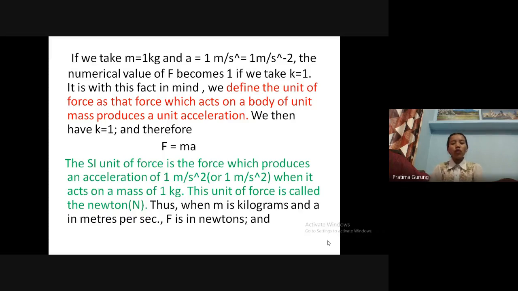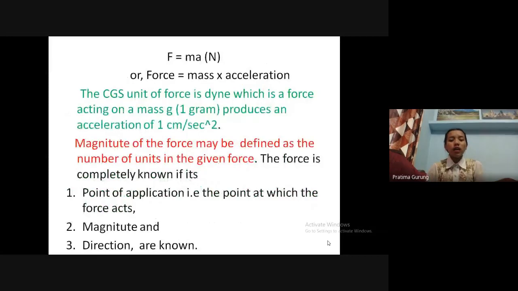The SI unit of force is the force which produces an acceleration of 1 meter per second square, sorry, 1 meter per second squared, when it acts on a mass of 1 kg. This unit of force is called the Newton. Thus, when m is in kilograms and a is in meters per second squared, F is in newtons, and then F is equal to ma. Or force is equal to mass into acceleration.